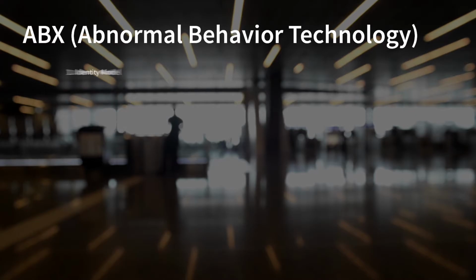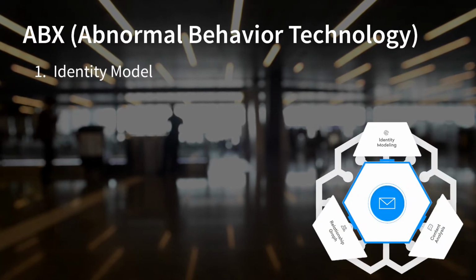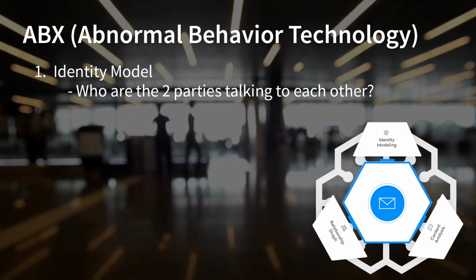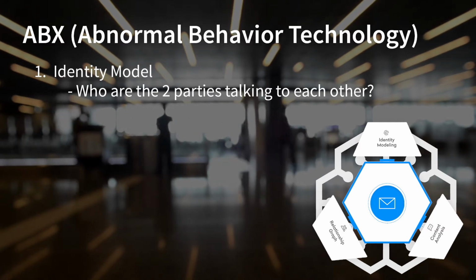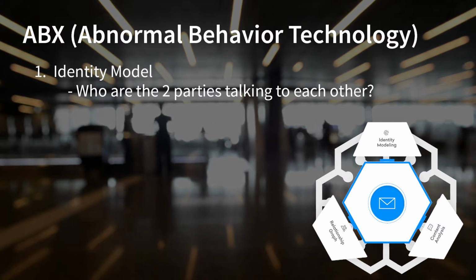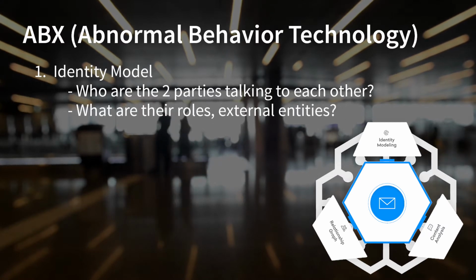The foundation of our platform is something that we call ABX, or Abnormal Behavior Technology. There are 3 big components that make up ABX: the identity model, the relationship graph, and then the content analysis itself. The identity model is all about identifying who are these 2 parties that are talking to each other. It's more than just a name; we're really understanding what is their role in the organization. We're looking at more information about a particular employee than a typical email system would look at.